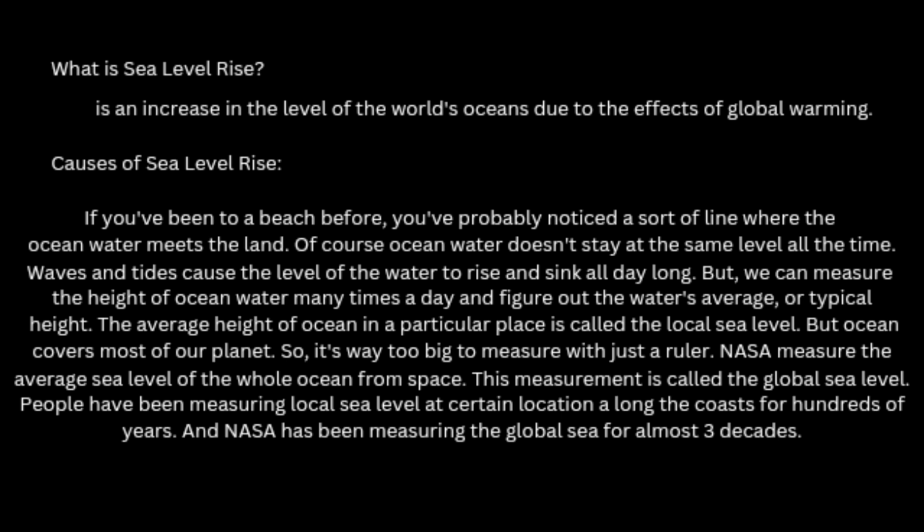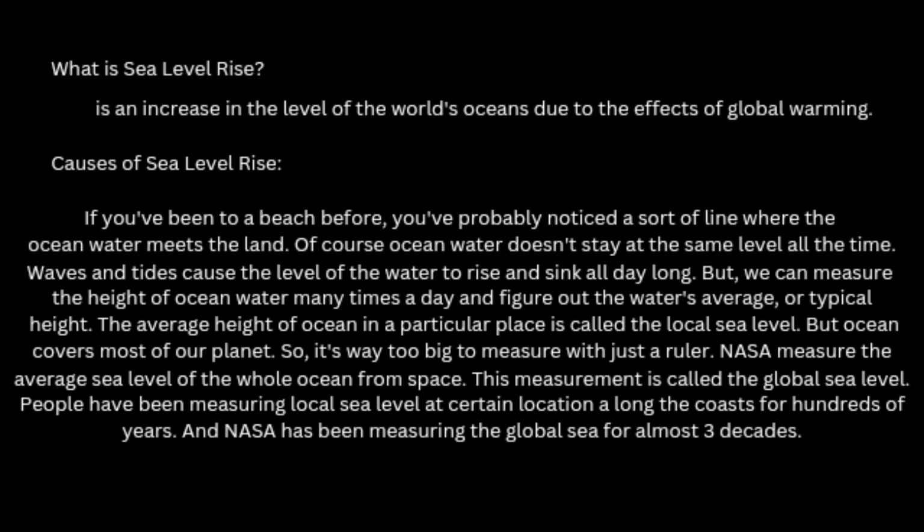But we can measure the height of ocean water many times a day and figure out the water's average or typical height. The average height of the ocean in a particular place is called the local sea level. But the ocean covers most of our planet, so it's way too big to measure with just a ruler. NASA measures the average sea level of the whole ocean from space. This measurement is called the global sea level.